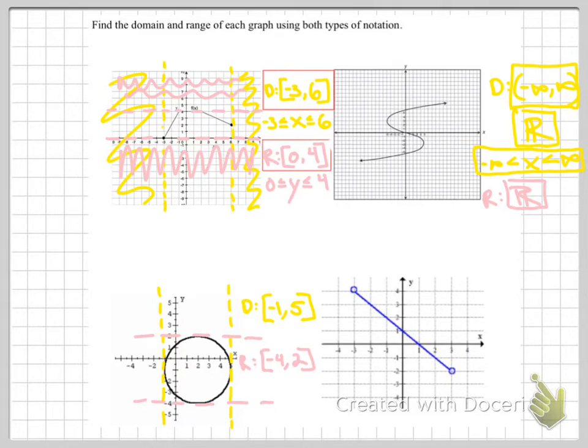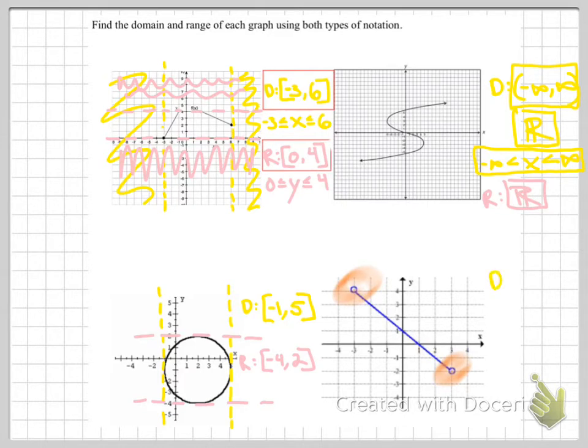So if you were wondering, why does she keep doing brackets? That's what a hollow dot looks like. Now we're going to have to pay more attention to whether it's included or excluded. If you don't see hollow dots like that, unless you see arrows, then it's always a solid dot, right?